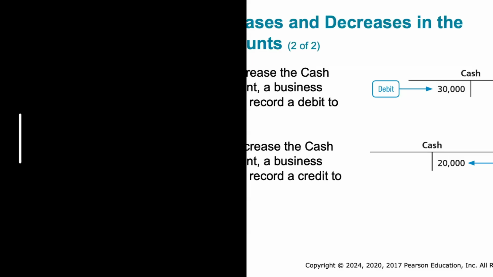That's $20,000 credit. And car or vehicle, that account would go up with the debit, right? So we'd have two sides. One asset is going up, that's a debit. One asset is going down, that's a credit.